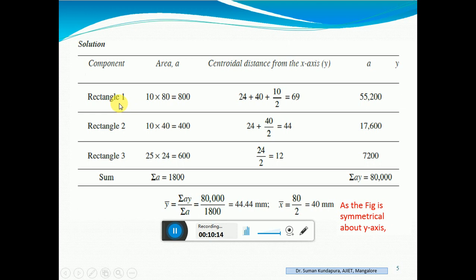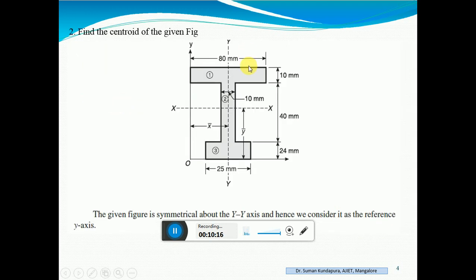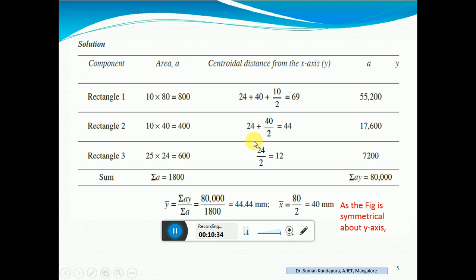So there are three rectangles, as I said. This is the 1, name it as 1, name it as 2, name it as 3. So all three are rectangles. Let us go to the first one. Area of the first one is 80 into 10. Second one is 40 into 10. Third one is 25 into 24. Okay. So 10 into 80, 25 into 24. This is the area of all three rectangles.